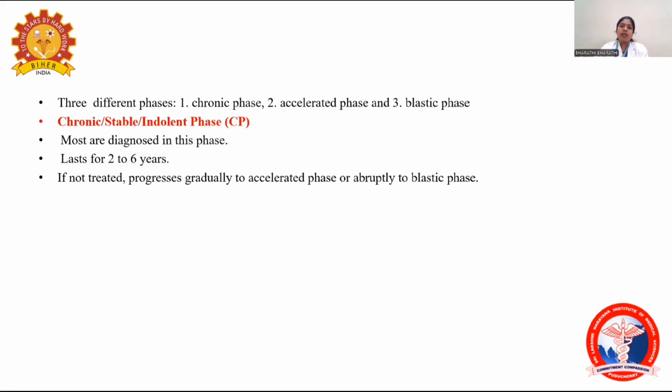Now, this CML has 3 stages. One is chronic phase, accelerated phase, and blast phase. What is chronic phase? Chronic phase is otherwise called stable or indolent phase. Most of these patients are diagnosed in this phase. It lasts for about 2 to 6 years. If it is not treated properly, it can progress gradually to accelerated phase or abruptly to blastic phase. So there are 3 phases: chronic phase, accelerated phase, and blast phase.